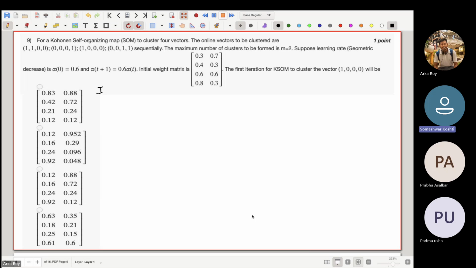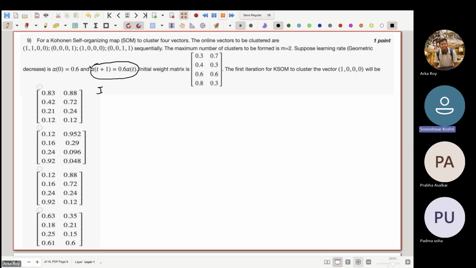But the question itself is asking what is the weight after the first iteration for this particular vector. So alpha t plus 1 will not be required. Only alpha 0.6 is what we have to use. That information is redundant. It's not required.